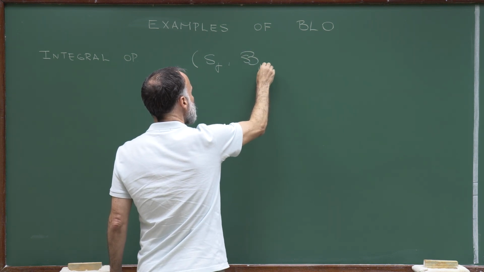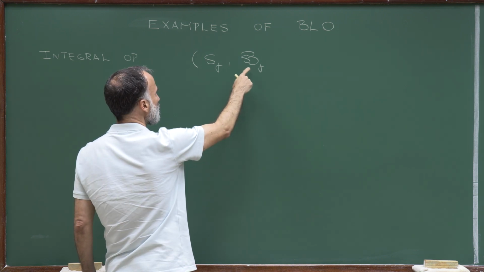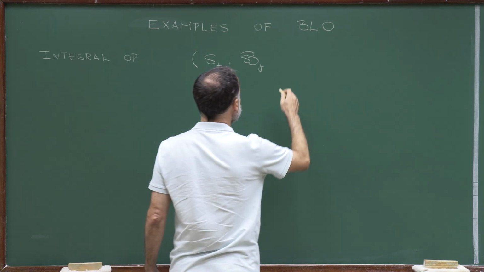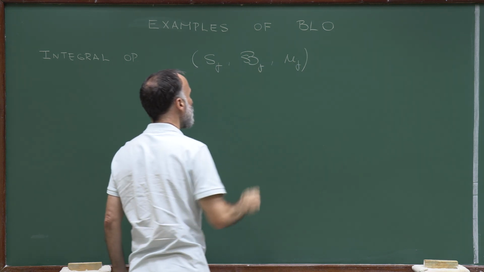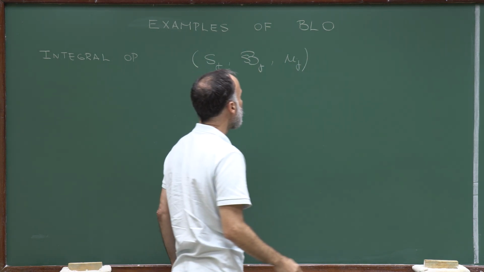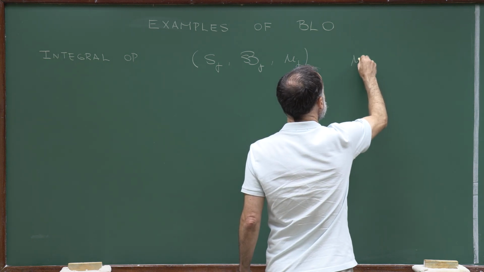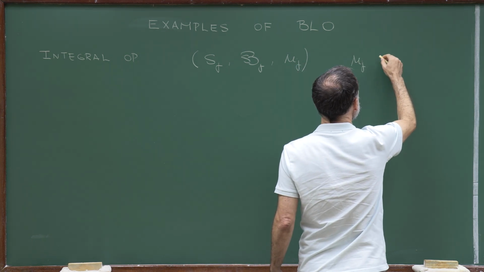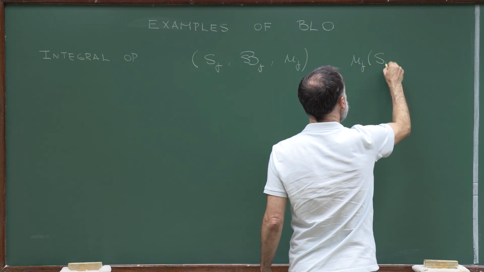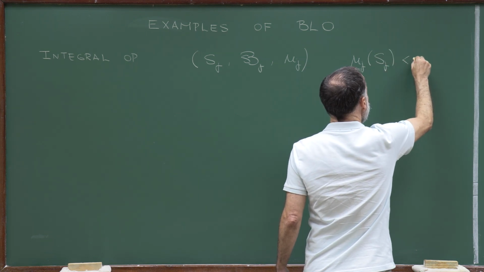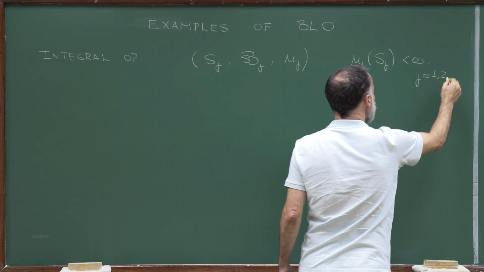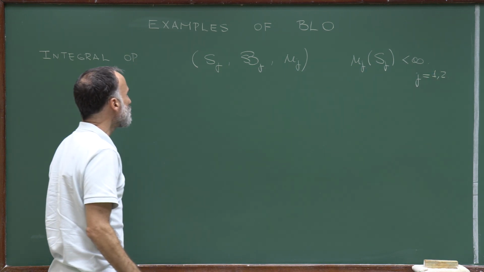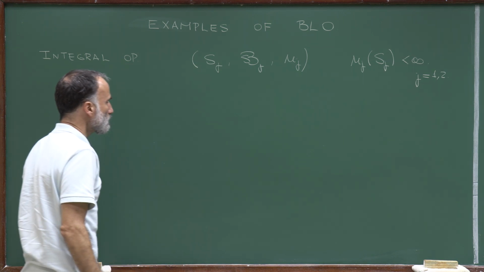Associated to these metric spaces, I'll consider the Borel sigma algebra on Sj. And we have two measures, which are defined on the Borel sigma field. And I'll assume, just to fix ideas, that they are finite, so that mu j of Sj is finite. And here j is equal to 1 or 2. So this is the context. We have two measurable spaces.